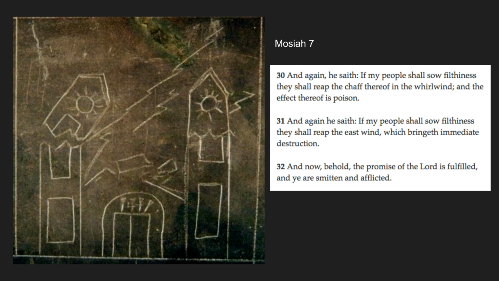And he said, and again he saith, if my people shall sow filthiness, they shall reap the chaff thereof in the whirlwind, and the effect thereof is poison. Therefore the people in this town suffered a tornado. And again he saith, if my people shall sow filthiness, they shall reap the east wind, which bringeth immediate destruction.